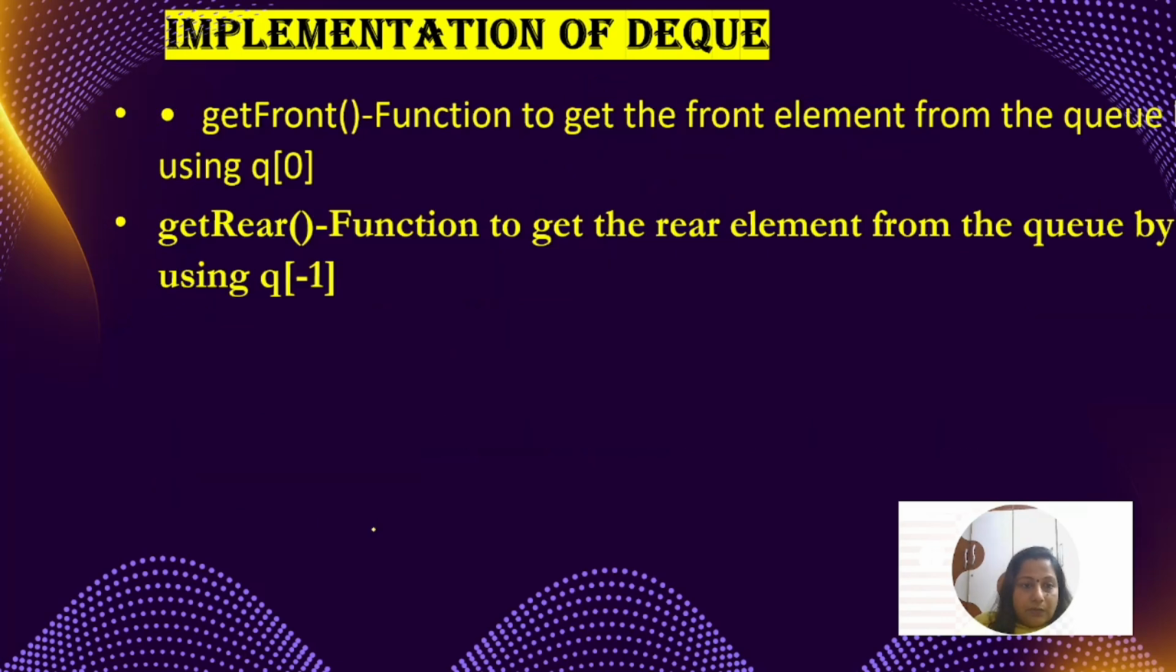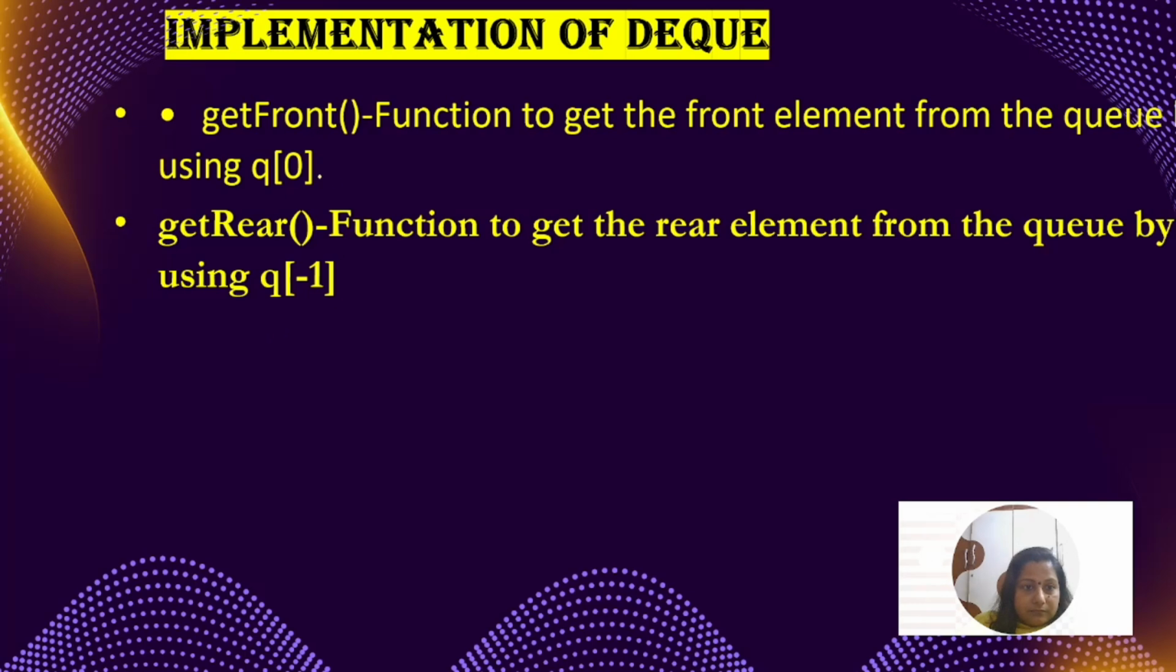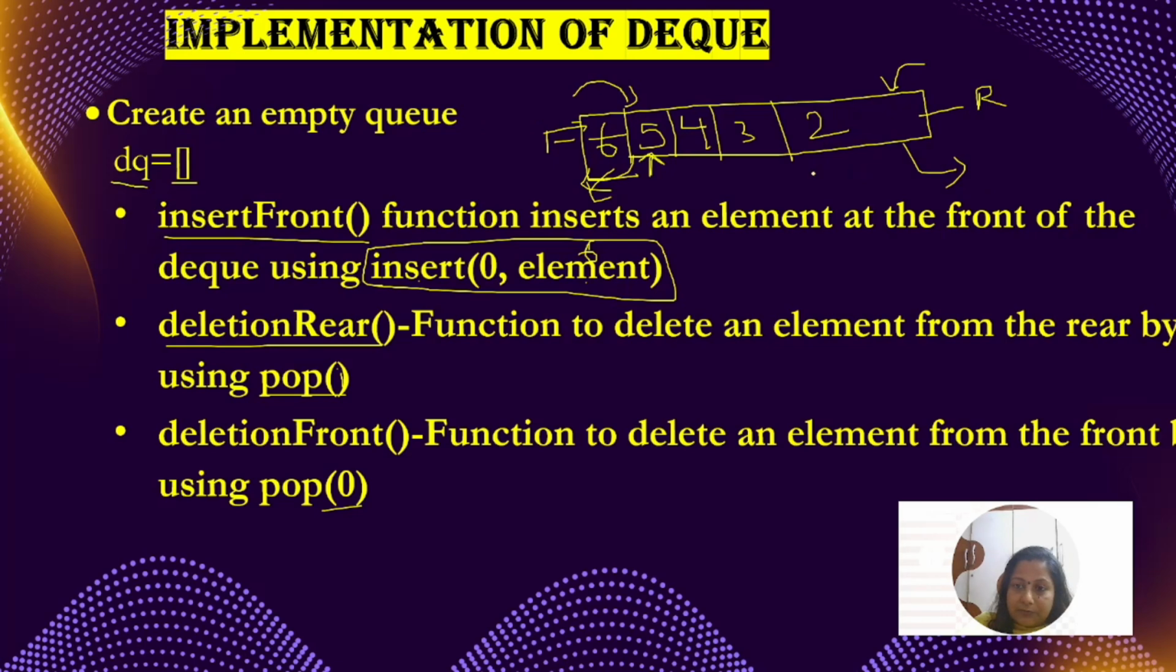Okay, the next one is get front. What is the meaning of get front? It is the function to get the front element of the queue. What is the front element here? This is the front element. So you have to mention Q of 0. And get rear is what? What is the last element? This is the last element. So you have to mention -1. Clear now?